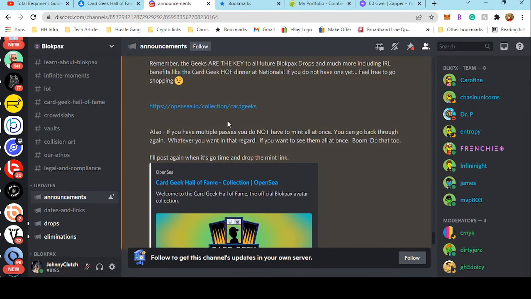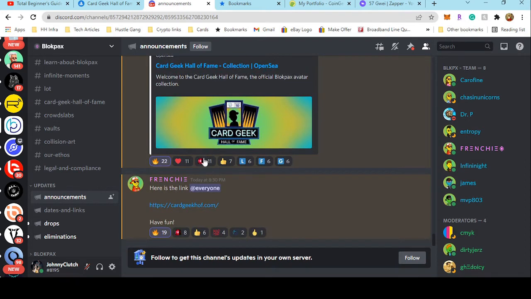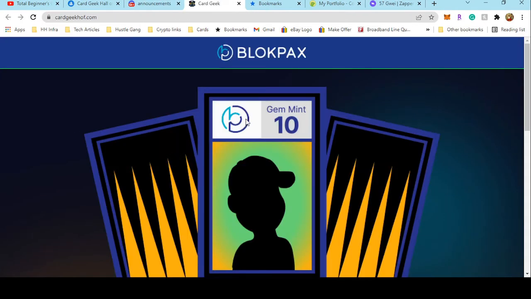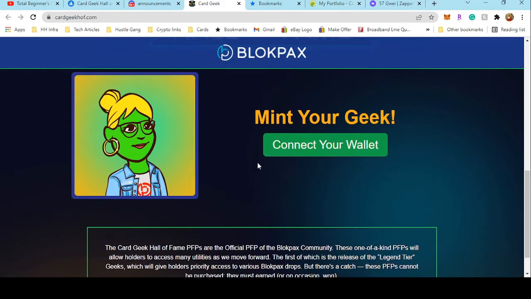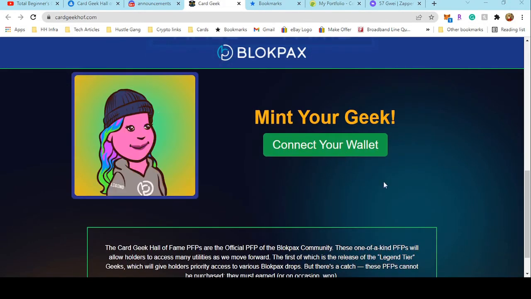All right. If you have multiple geek passes, you do not have to mint all at once. You can go back through again, whatever you want in that regard. If you want to see them all at once, boom, do that too. I'll post again when it's time. All right, so he just recently posted here. Let's go to the Card Geek, all right? And let's connect our wallet.